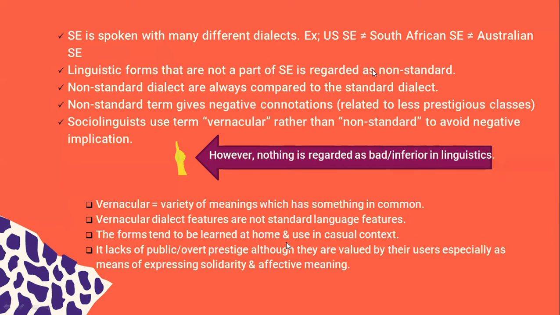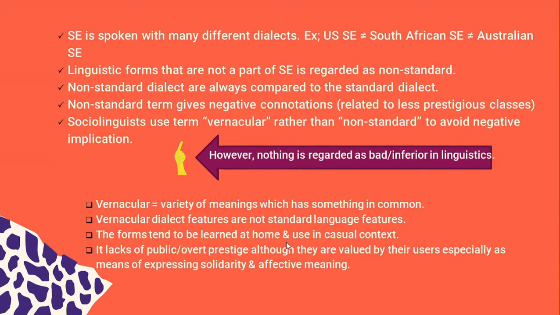Okay, so standard English is spoken with many different dialects. For example, US standard English is not the same as South African standard English, and also Australian standard English. And linguistic forms that are not part of the standard English are regarded as non-standard. This non-standard dialect is always being compared to the standard dialect.